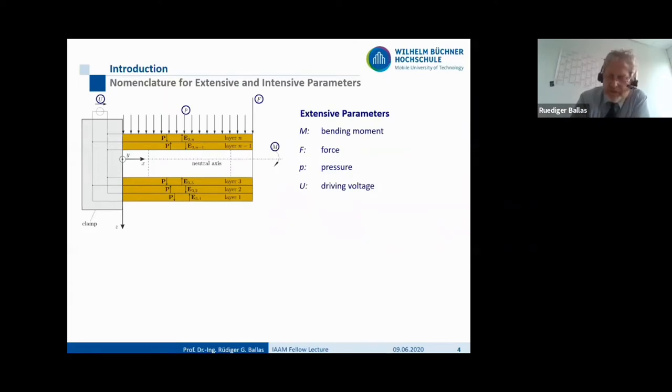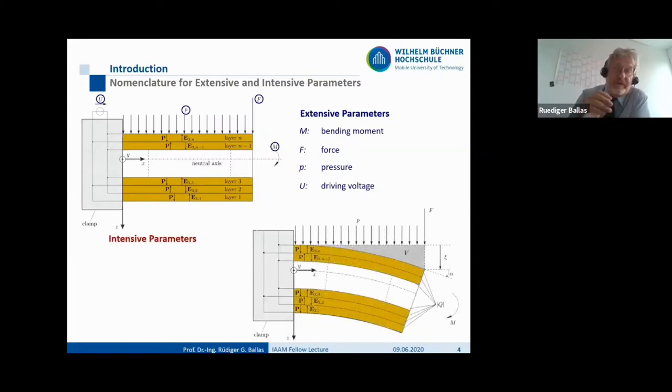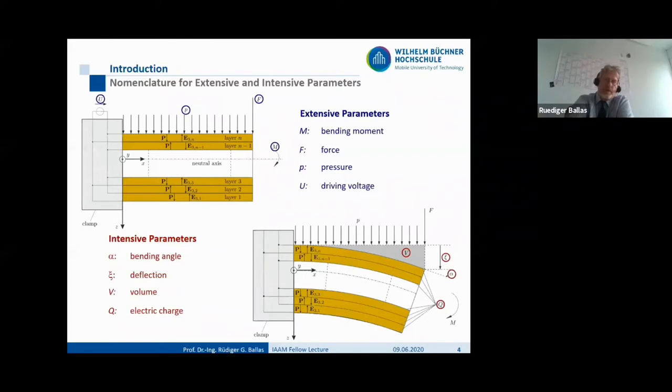This results, in the manner of mechanics, in intensive parameters, so-called the bending angle, which is directly connected with the bending moment. The product of both quantities results in a mechanical work or a stored energy. And then you also have the tip deflection xi, the volume displacement V, and a generated electric charge Q. What is very important is that each pair of intensive and extensive parameters results in a quantity of work. But you also have interconnections between the extensive and intensive parameters. That means a force can also result in a bending angle, can also result in a volume displacement, and also result in an electric charge.